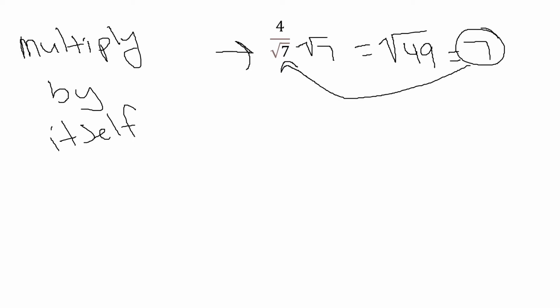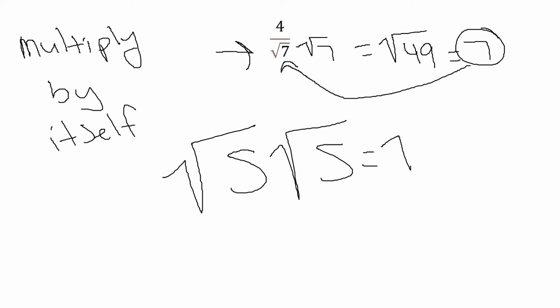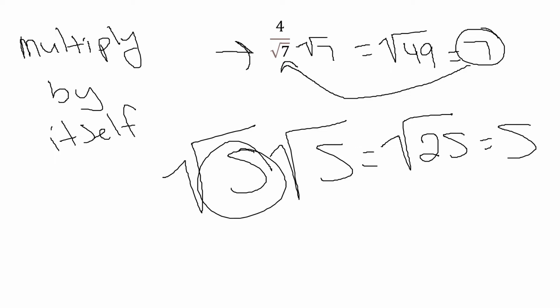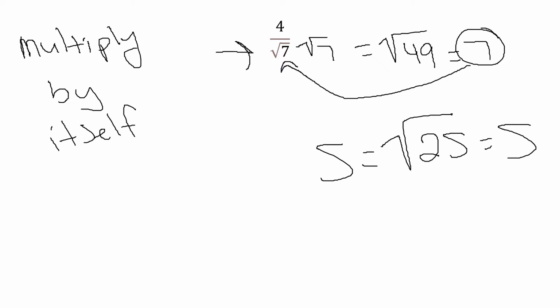Okay? Here's what I need you to understand. When I multiply a radical times itself, it always becomes the number that's under that radical. All right? So I'm going to multiply, let me clean all this up. I'm going to multiply everything by itself.